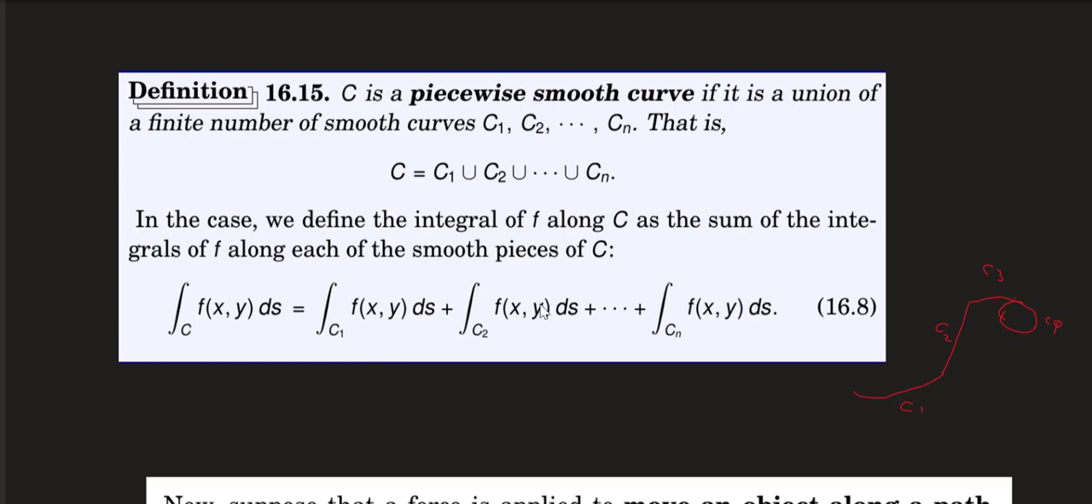Let's work through an example and see how we can compute this line integral. In this example, we want to evaluate the integral of 2x ds, where C consists of two curves, C1 and C2. C1 is the parabola y equals x squared from (0,0) to (1,1), followed by a vertical line segment C2 from (1,1) to (1,2).